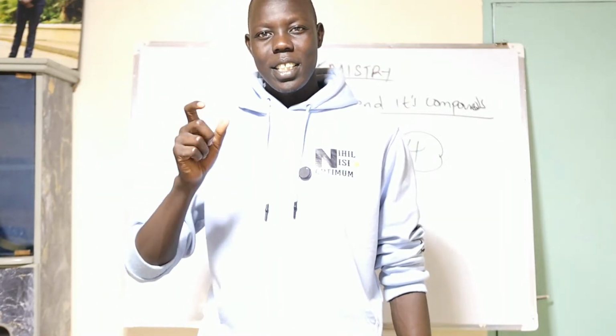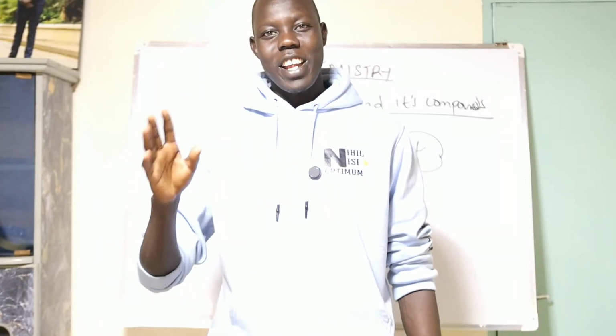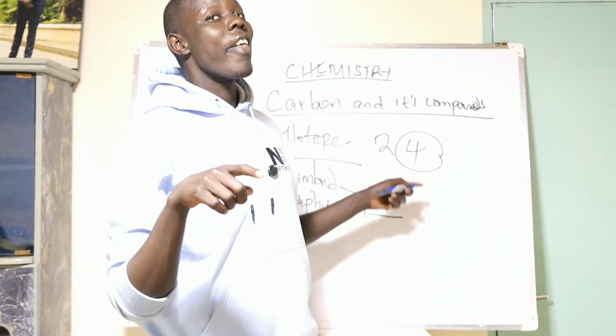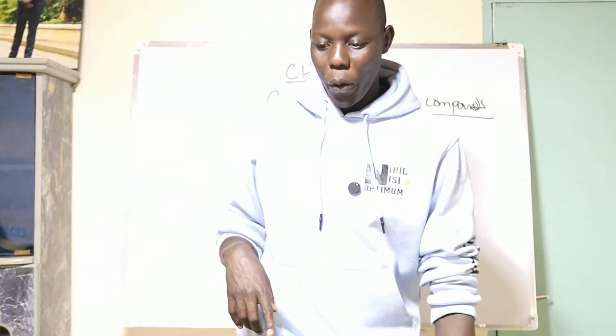Now, graphite is a conductor because the bonding is in such a way that there is one electron left to conduct the current. In diamond, it uses all the 4 electrons in bonding. Remember, they have what we call covalent bonding.